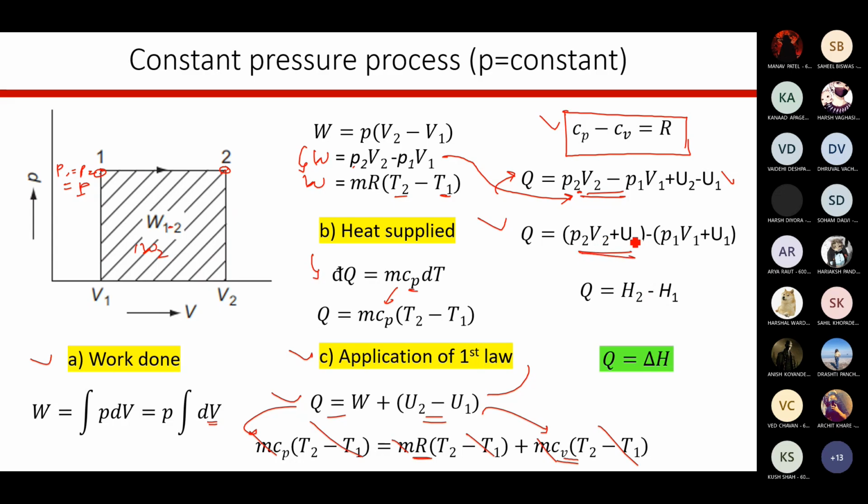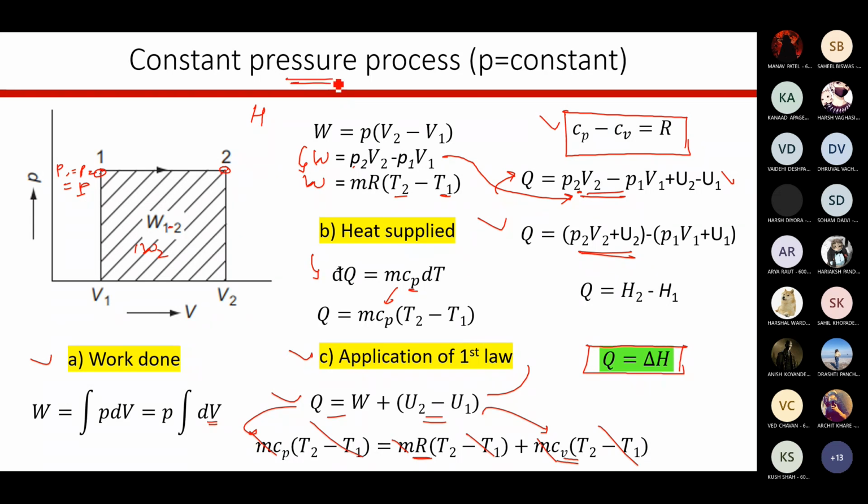And we know this is nothing but the definition of the total enthalpy H. We know H is U plus PV. So this is H2 and this is H1. This is how Q is equal to H2 minus H1. So finally, what we conclude from this slide is Q is equal to delta H for a constant pressure process.